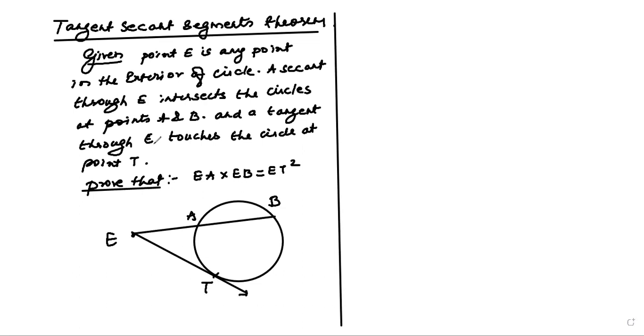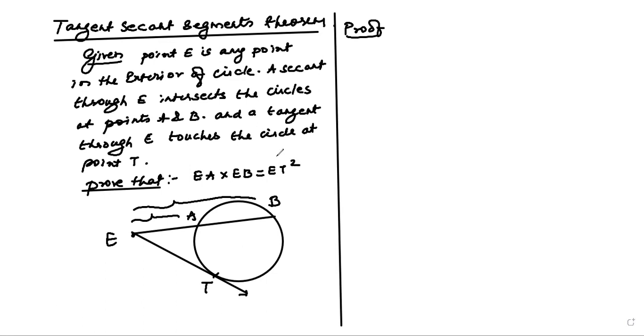Now what they're saying, children? They're saying EA into EB is equal to ET squared. Now, ET squared is this, okay? So always remember, children, when you try to write the proof, the last line should be ET squared. Always remember this like a trick.